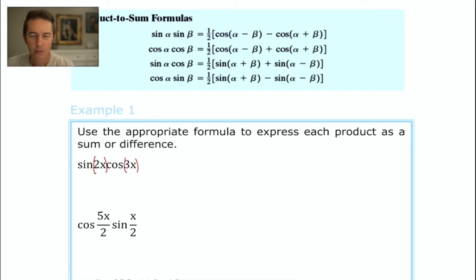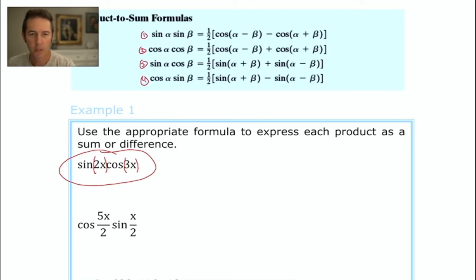I mean, the third one says, let's even just go in and number these. First one, second one, third one, fourth one. The third one says sine times cosine. The next one says cosine times sine. What's the difference? Couldn't I just take these and change their order? Yes, you could. Does that really change the problem? Well, it changes alpha and beta.